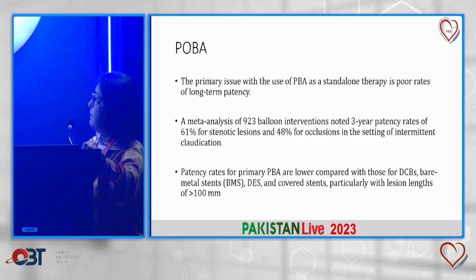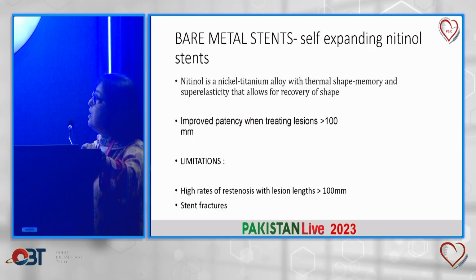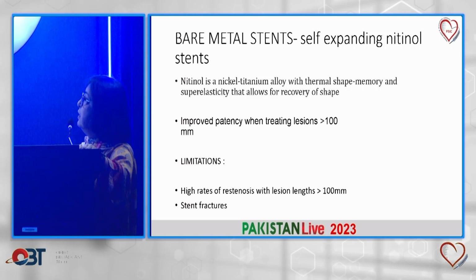It essentially meant that 3-year patency rates were 61% for stenotic lesions and 48% for total occlusions in the setting of intermittent claudication. And lesions more than 100 millimeters in length did not have very good patency rates. So you ended up putting in bare metal stents, which were self-expanding nitinol stents, which have a thermal shape memory. It gave improved patency when treating lesions more than 100 millimeters, but it still had high rates of restenosis.